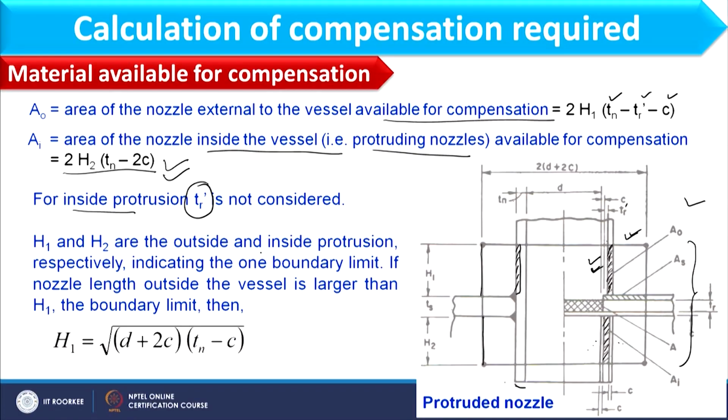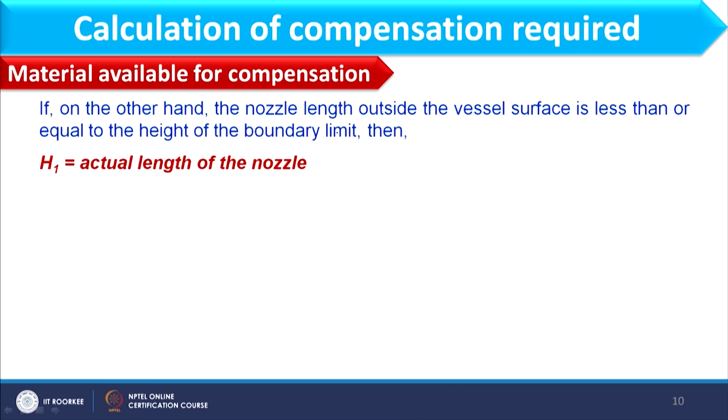So, H1 and H2 are the outside and inside protrusion respectively, as we have already discussed, and which indicates one boundary limit. If the nozzle length outside the vessel is larger than H1, the boundary limit we can calculate by H1. So, this H1 would be computed by this expression, root over d plus 2c, Tn minus c. And if, on the other hand, the nozzle length outside the vessel surface is less than or equal to the height of the boundary limit, then H1 would be the actual length of the nozzle.